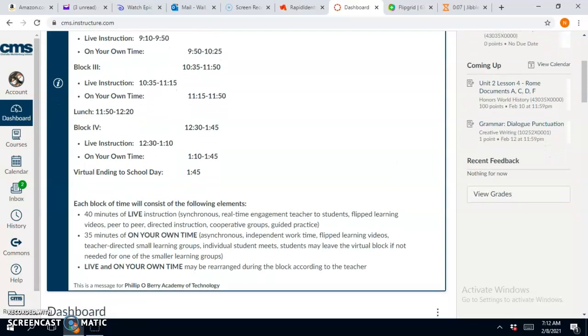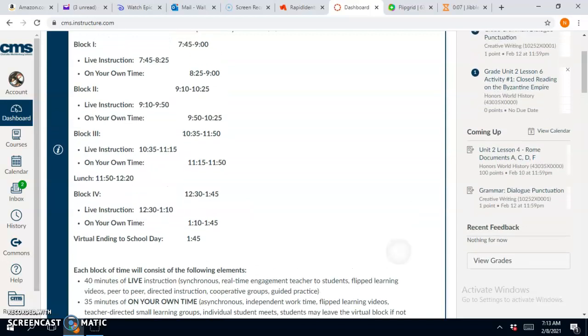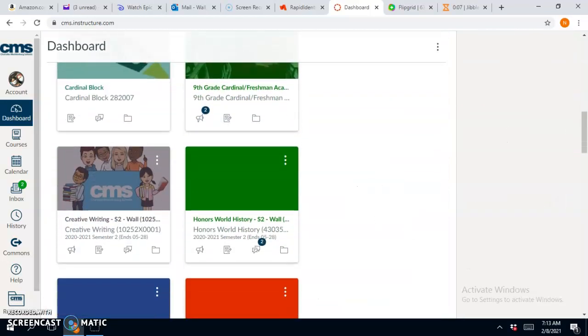The 40 minutes of live instruction is synchronous: engagement with the teacher, flipped learning videos, peer-to-peer, directed instruction, cooperative groups, guided practice. And then 35 minutes of your own time is asynchronous: independent work time, watching the flipped learning videos, and if I want to do a small learning group or a tutorial, I could. Also individual student meets. Students, you can leave the virtual block if you're not needed for the groups. Basically live and on-your-own time is arranged by the teacher, and like I said, you know how I do mine in the beginning. Okay? All right, so let's get into our work for today.